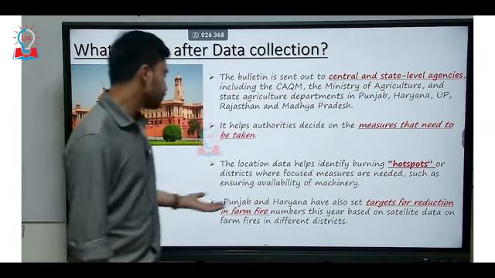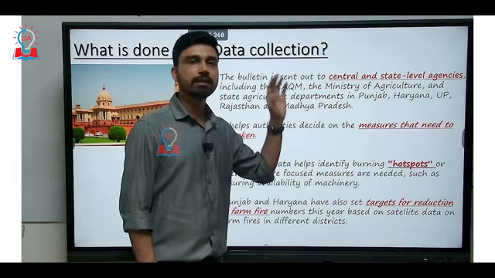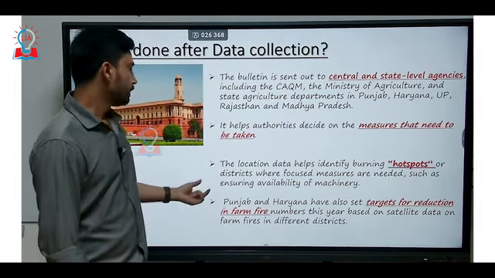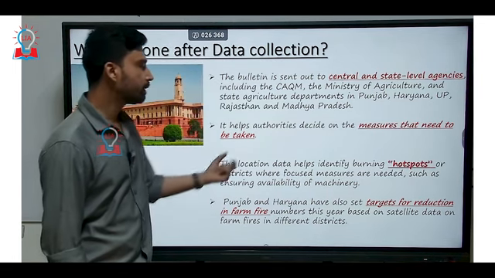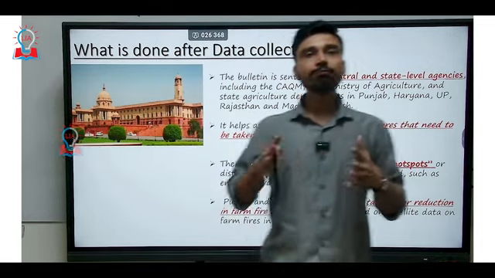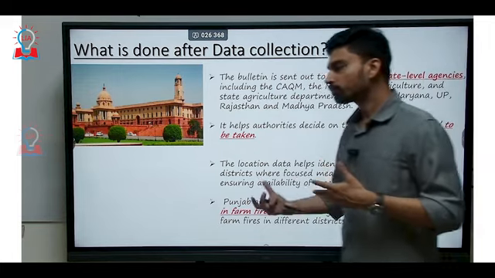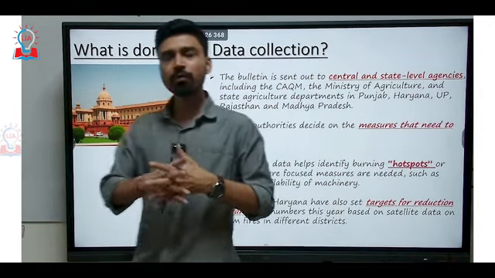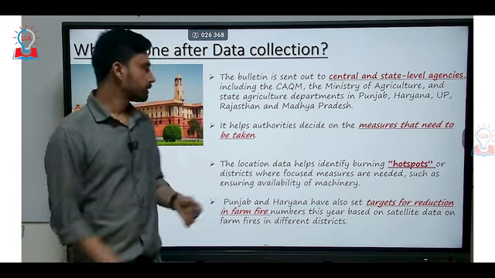And next, based on the data in the bulletin sent by IARI, the Punjab and Haryana governments have also set targets for reducing the number of farm fires this year, based on satellite data on farm fires in different districts. So basically, Punjab, as we have discussed, is the region recording the highest number of fires, so obviously we can focus more on Punjab as compared to the other states of North India.